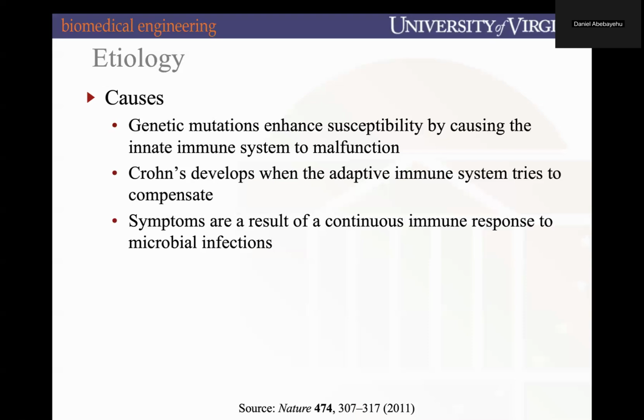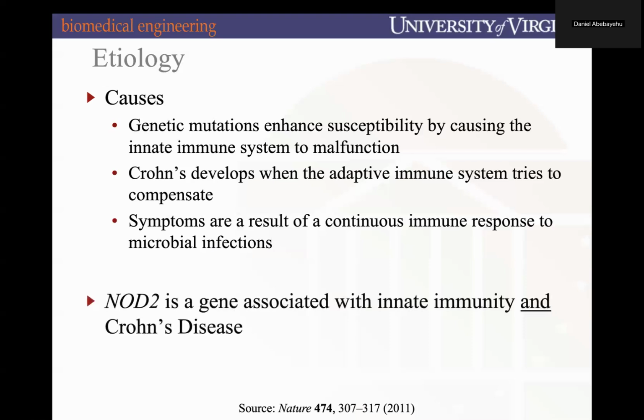And so a lot of the symptoms that we see among Crohn's disease patients is a result of this overcompensation of the adaptive immune system, and potentially as well as tied to microbial infections. And so our gut is filled with different bacterial species. And so there's this belief that it's a combination of genetic mutations as well as perhaps issues with the microbiome among some patient populations as well.